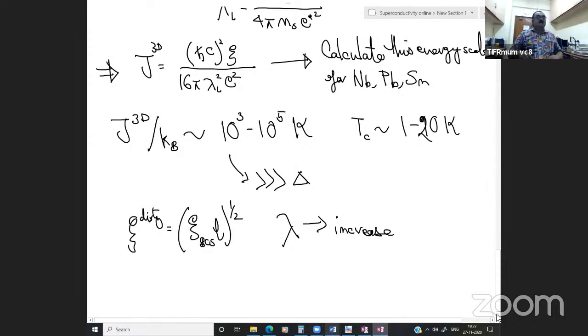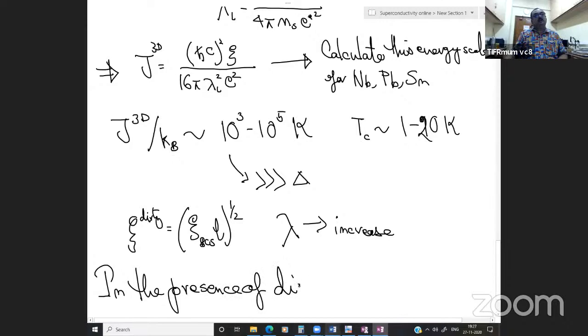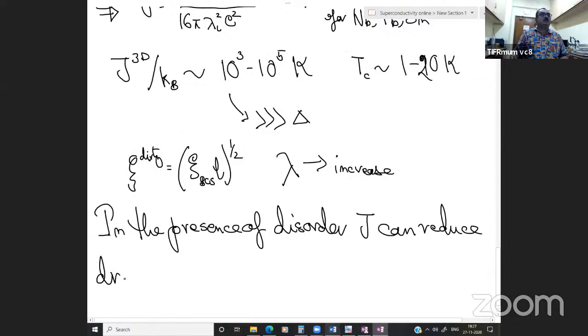Now we'll do much more of this as we go on. But keep this in mind: in the presence of disorder, J can reduce drastically. All right. So I think we can stop here.